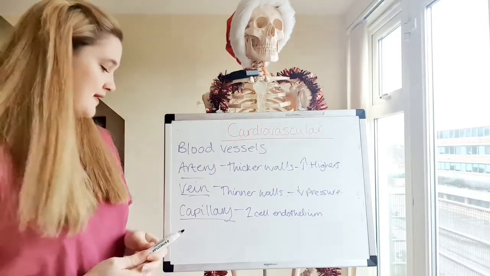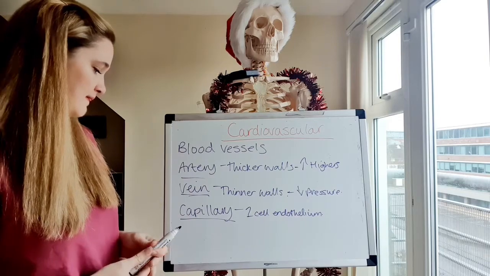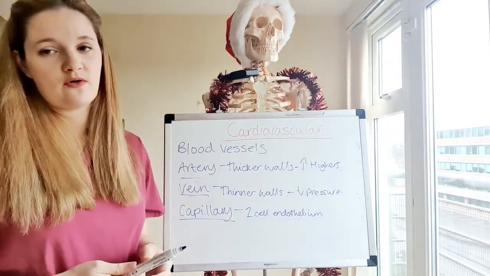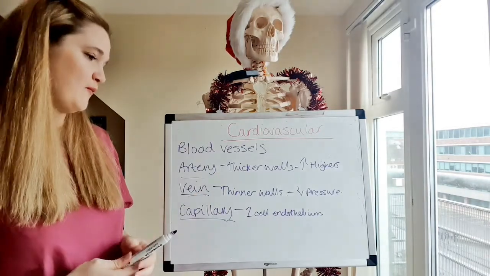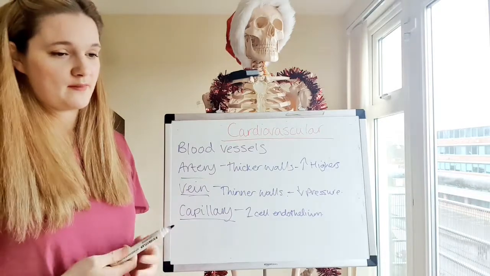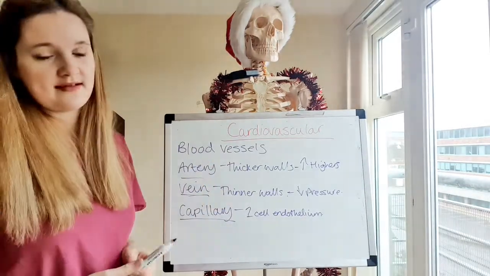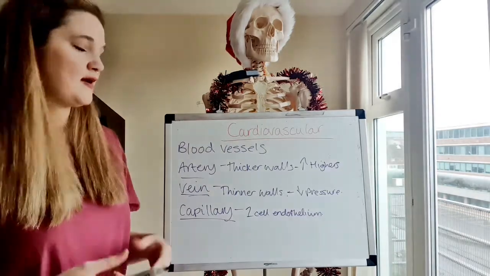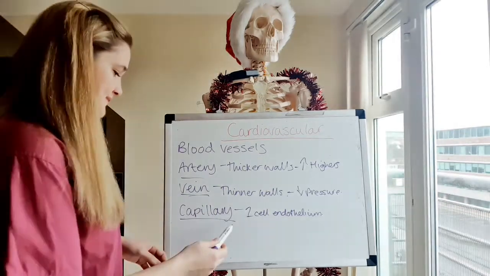So if we look at capillaries within our lungs, we've got alveoli in our lungs, and when we need oxygen to get into our capillaries and into our bloodstream, it's a lot easier to have capillaries there than it would be arteries and veins, because it allows for diffusion. We can get that oxygen in, and we can get that carbon dioxide out as and when we need it.